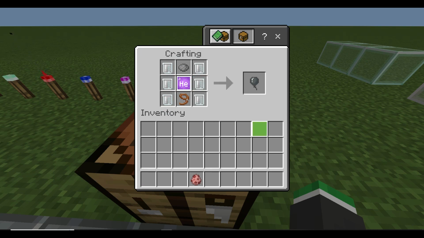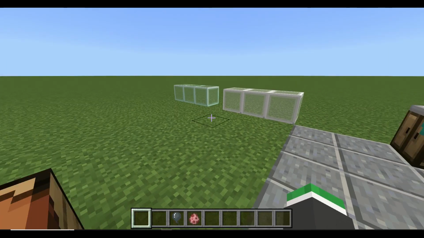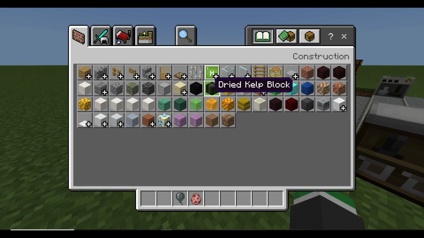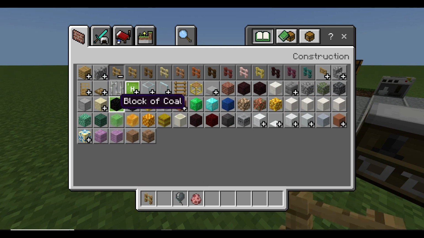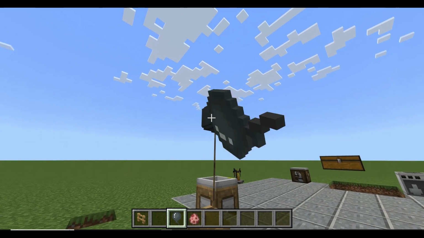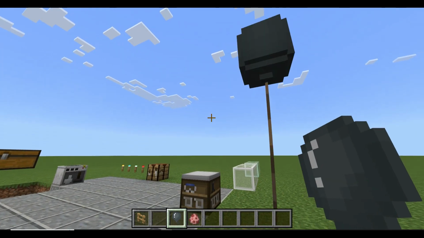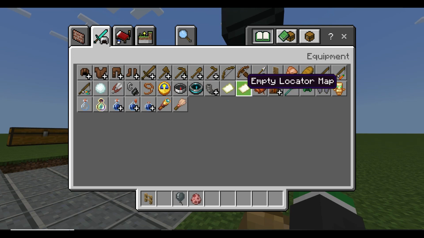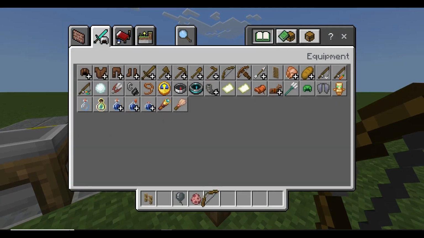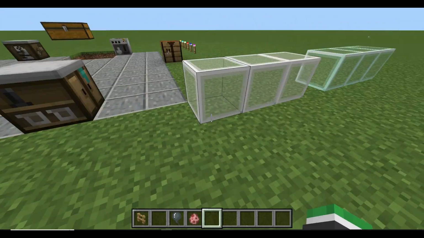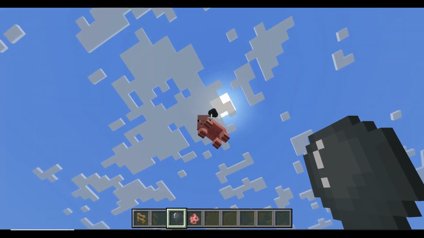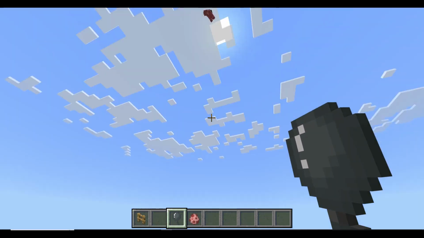Latex all around it, and you get the gray balloon. Now something you can do is put it on stuff like fences and other things. As you can see, fences, it stays like that. You can hit it, it won't break, but if you hit it with a bow, it pops. Now, by the way, whoever said that pigs can't fly? Have fun. Oh, they grow up so fast.